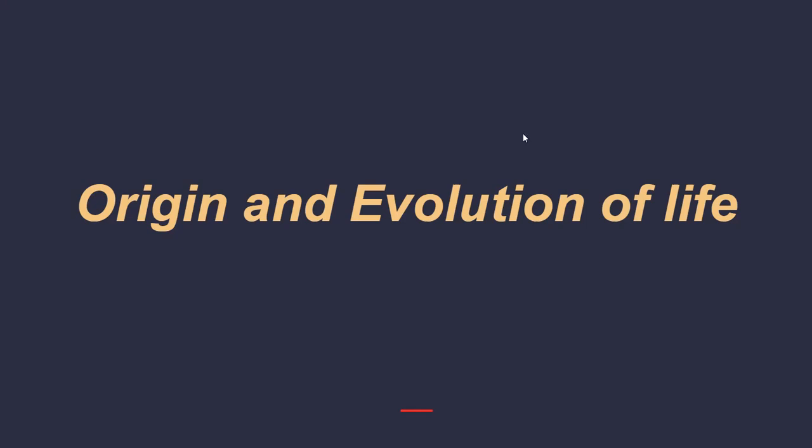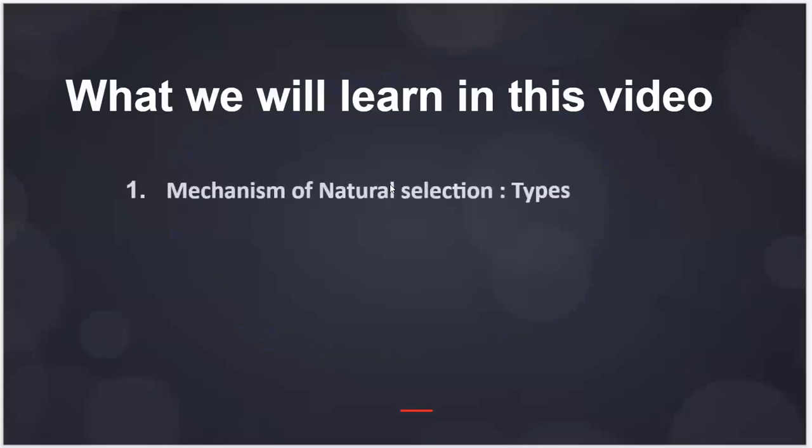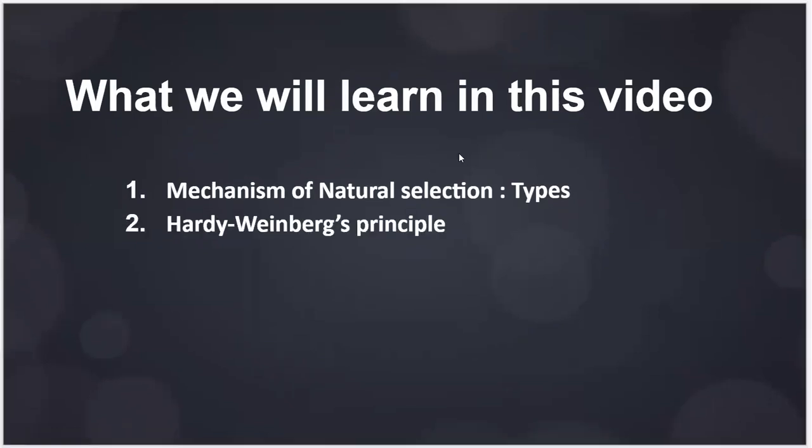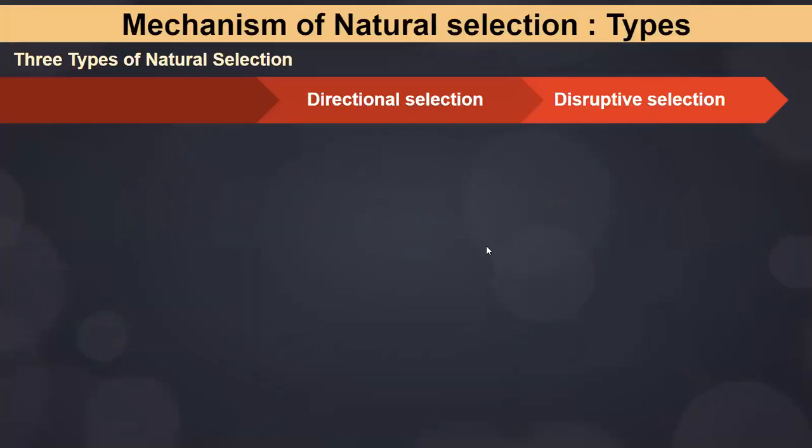Now there is another angle to natural selection, that is the mechanism of natural selection, which is divided into three types that we will be seeing in a short while. We will see the three types of natural selection in this video, and we will cover one small topic, which is Hardy-Weinberg's principle, which helps us understand the modern synthetic theory of evolution. So let's begin directly.